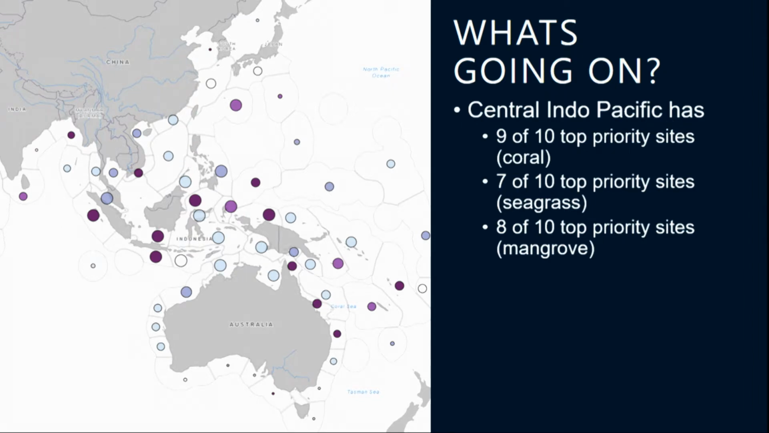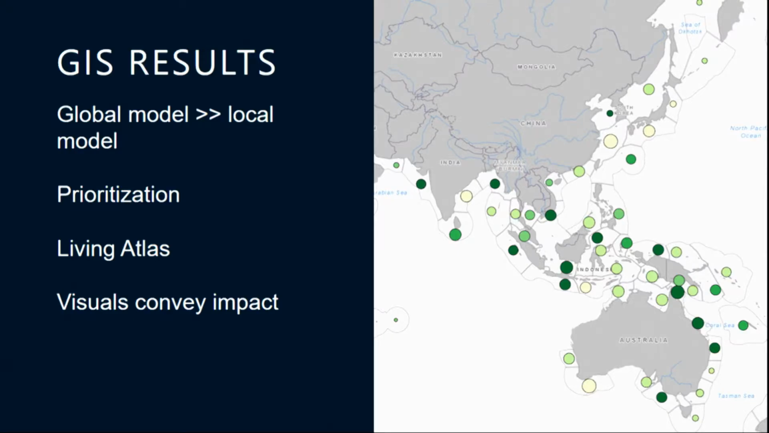So that's the end of the ecological results I'm going to get into today. This is a GIS crowd. I want to talk a little bit more about the GIS. So I decided to do a global model. I understand that this is not super useful for a local environmental planner.